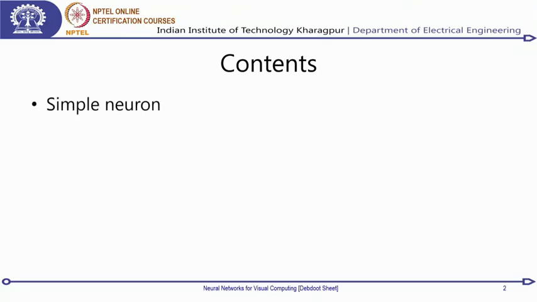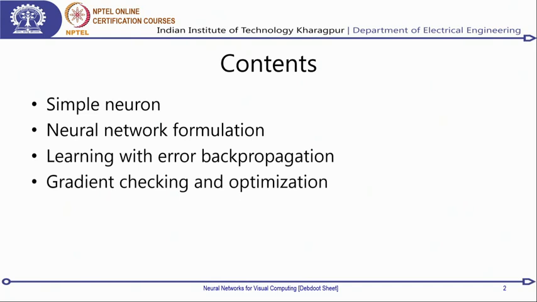So, what today's lecture will contain, in simple form, is that we will be starting with a simple neuron model, and from there we will go to the neural network formulation, and then we go to something called learning with error backpropagation and gradient checking and optimizations. Now, what essentially this means is that we would define what a neuron is. In a neural network you would always have a neuron. So, what do you call a neuron? What is its mathematical definition?